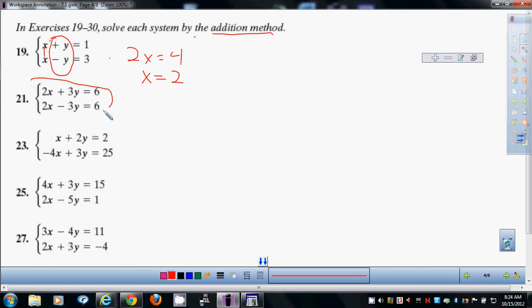Same thing with 21. If we added those equations the way they... Hold on, let me regain myself.